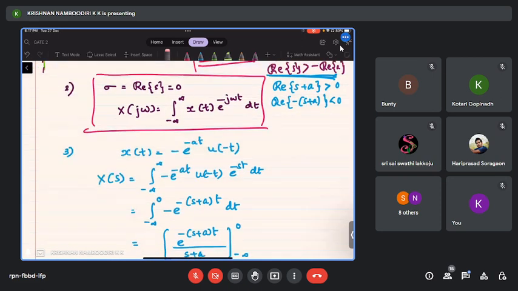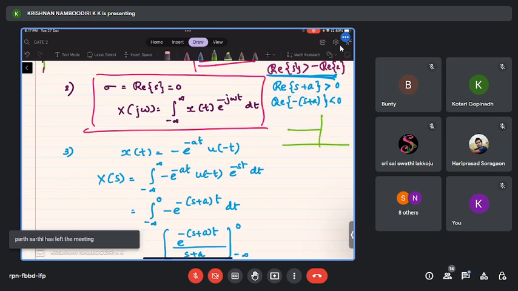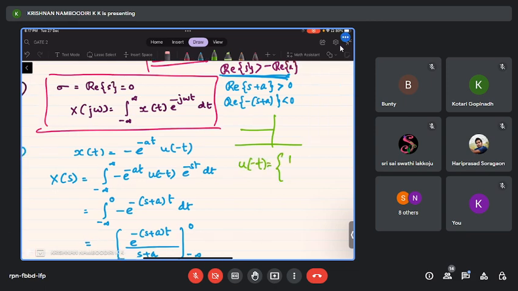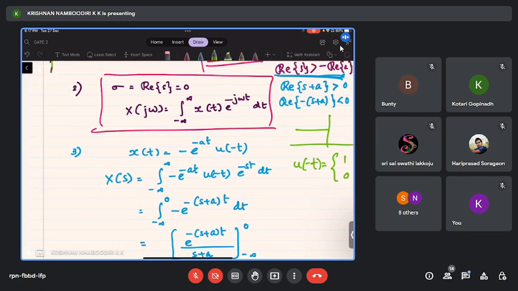So here, this is the signal. x of t equal to minus e power minus at u of minus t. So what is u of minus t? u of minus t simply does this. This will have value 1 when t is less than or equal to 0, and it is equal to 0 when t is greater than 0. This is u of minus t.